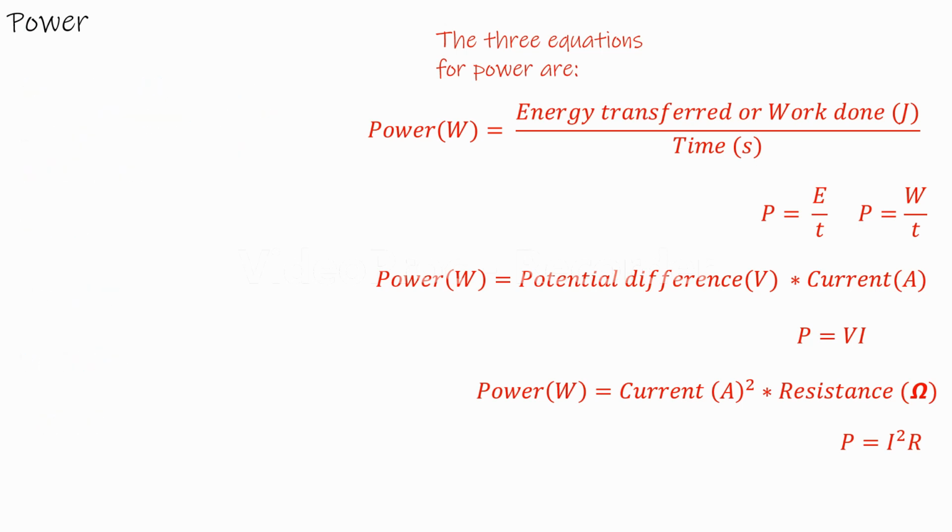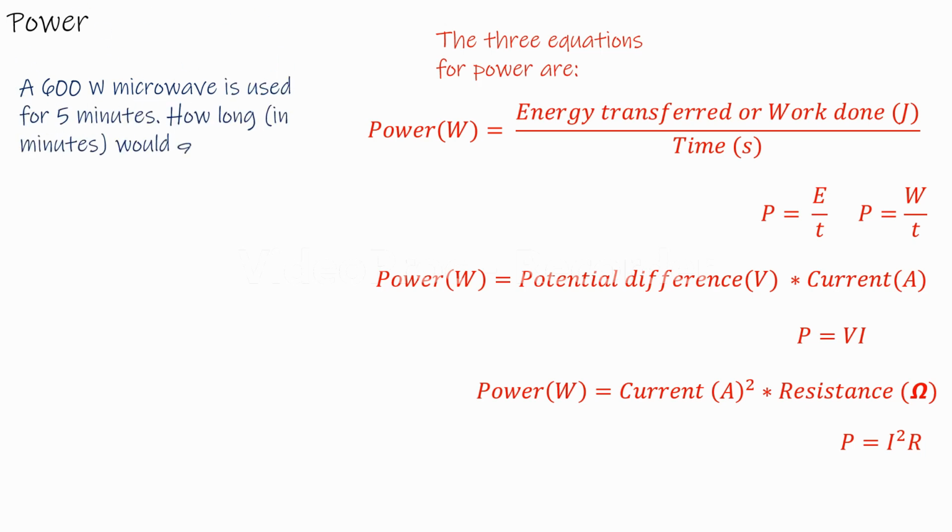And now finally, a slightly more difficult question, as it is a multiple step question, and these are the more likely ones you'll get in a higher paper. We're going to start by saying a 600 watt microwave is used for 5 minutes. How long, in minutes, would a 750 watt microwave take to do the same amount of work?